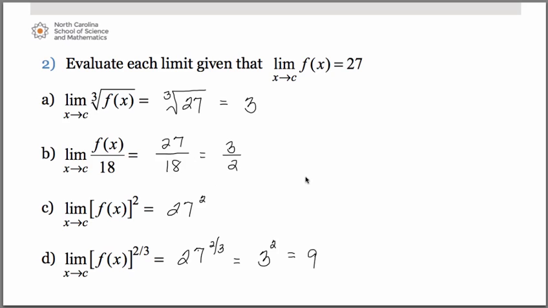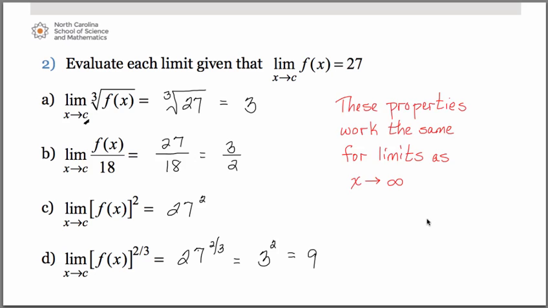Now if you take a look at the properties as they were stated and the examples we've looked at here, you will notice that in each of these cases we were doing x approaches a number. It should be noted that these properties do apply in the same way if you were to be doing a limit as x approaches infinity as well.